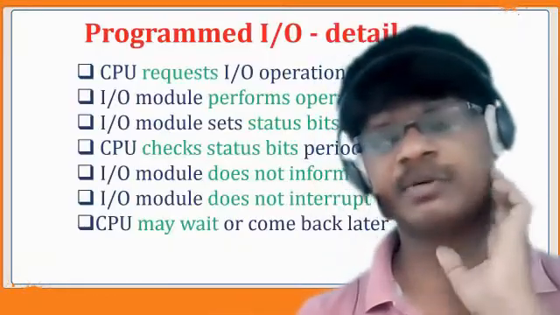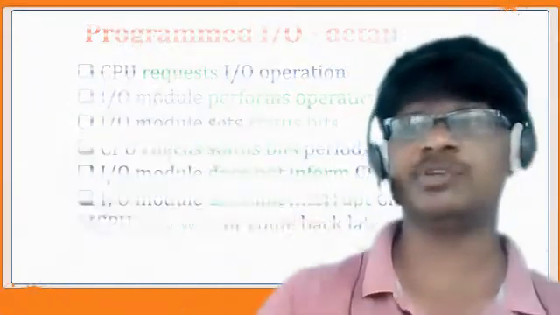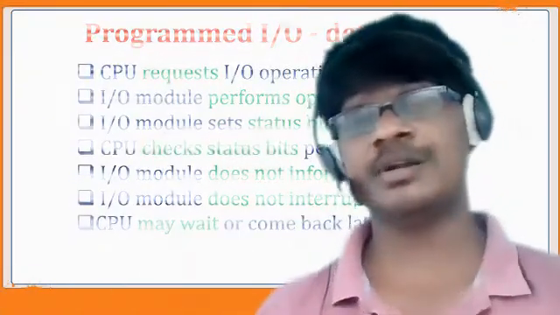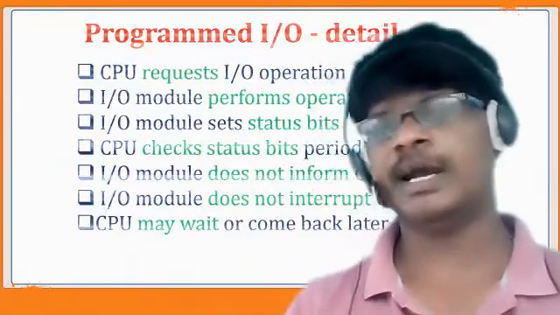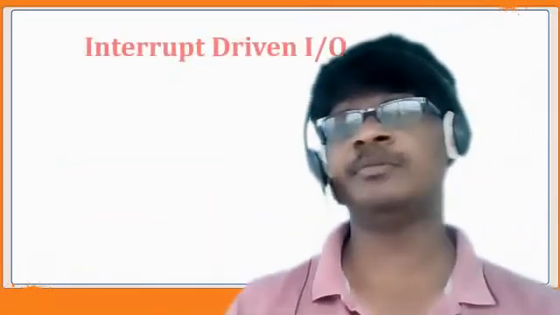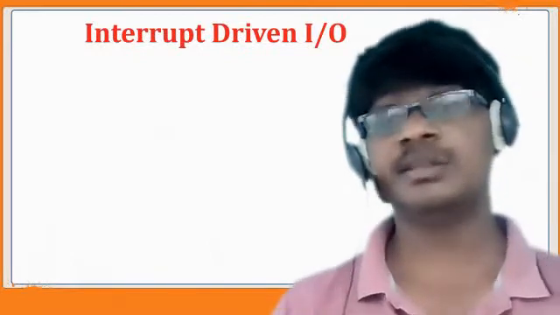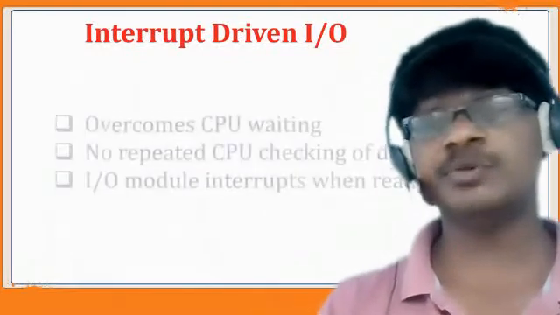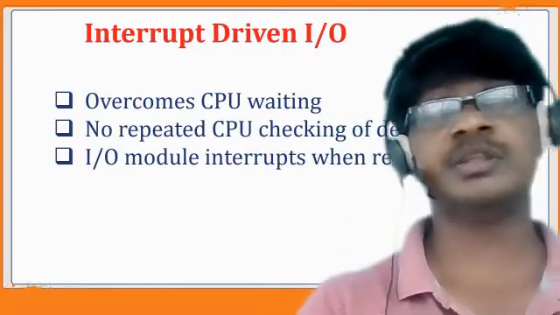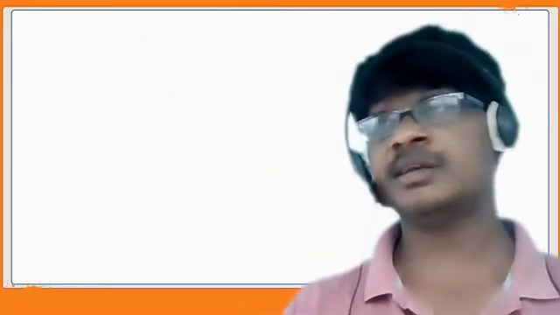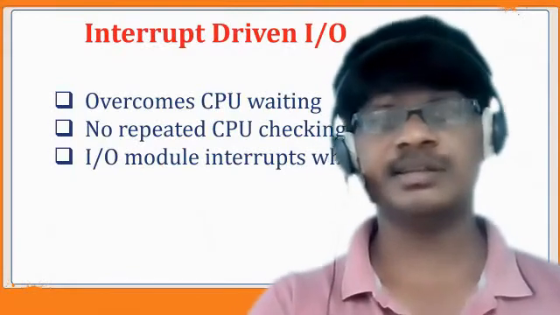Another disadvantage is that the IO module does not interrupt the CPU. If the CPU does some other work, this programmed IO module will not interrupt the CPU, and it will not acknowledge or inform the CPU. So the CPU has to wait till it finishes. If the programmed IO is doing some operation, the CPU has to wait. So there is a lot of time wastage in programmed IO.